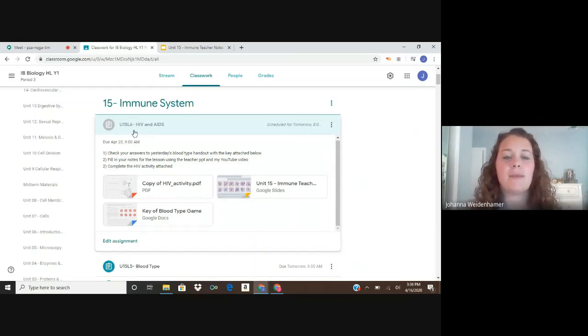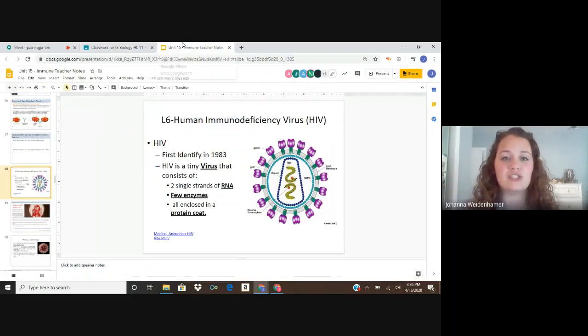Today we're going to be talking about Lesson 6, HIV and AIDS. Our agenda for the day includes the following. We have checking your answers to yesterday's blood type handout with the key that is attached below. You're going to be filling out your notes for the lesson for today with the PowerPoint slides that are attached here and using this video. And last but not least, we're going to be completing the HIV activity that is also attached here. It's another handout for you to answer some questions based off of the material that we will be learning about today. Therefore, let's jump right on into it.